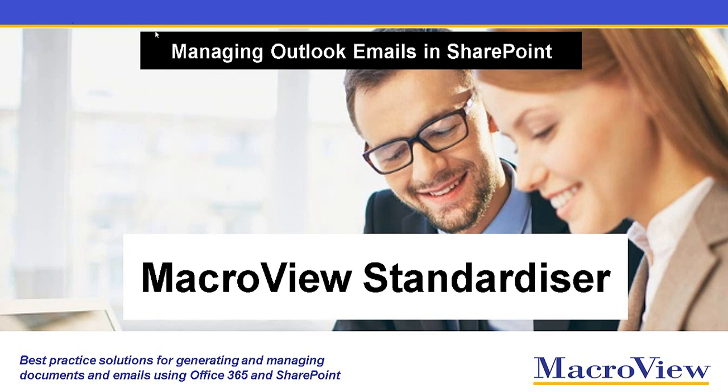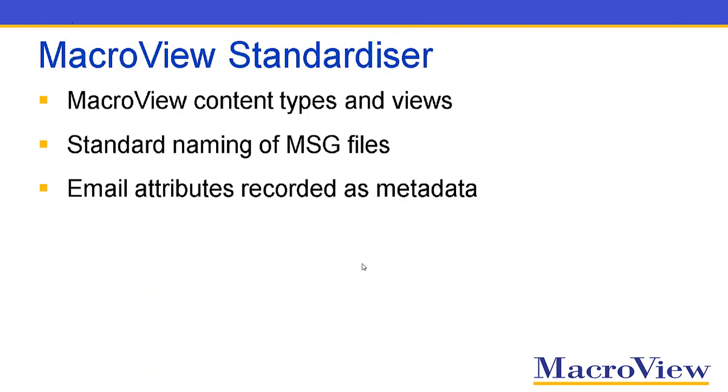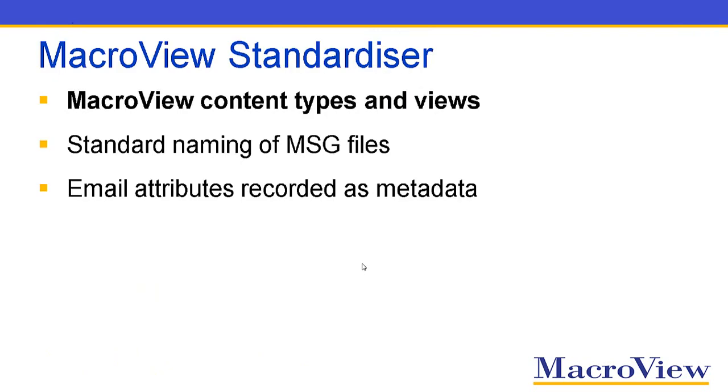In this short video, we'll look at a tool called MacroView Standardiser and see how it can play a very useful role when you're migrating Outlook emails to SharePoint. MacroView Standardiser updates the structure of document libraries in SharePoint so that they're ready to manage Outlook emails. It does that by adding MacroView standard content types and views to those libraries, and the libraries can be in both SharePoint Online and on-premises SharePoint.